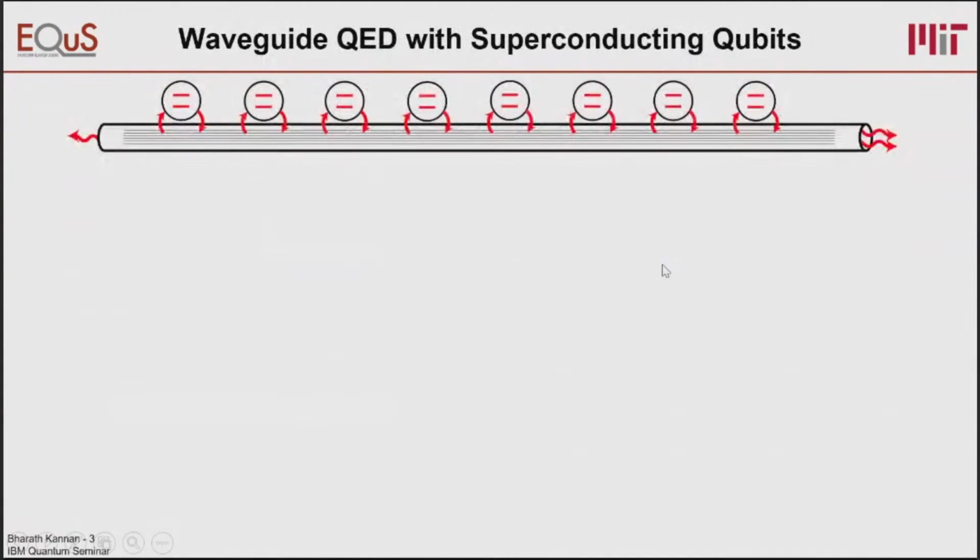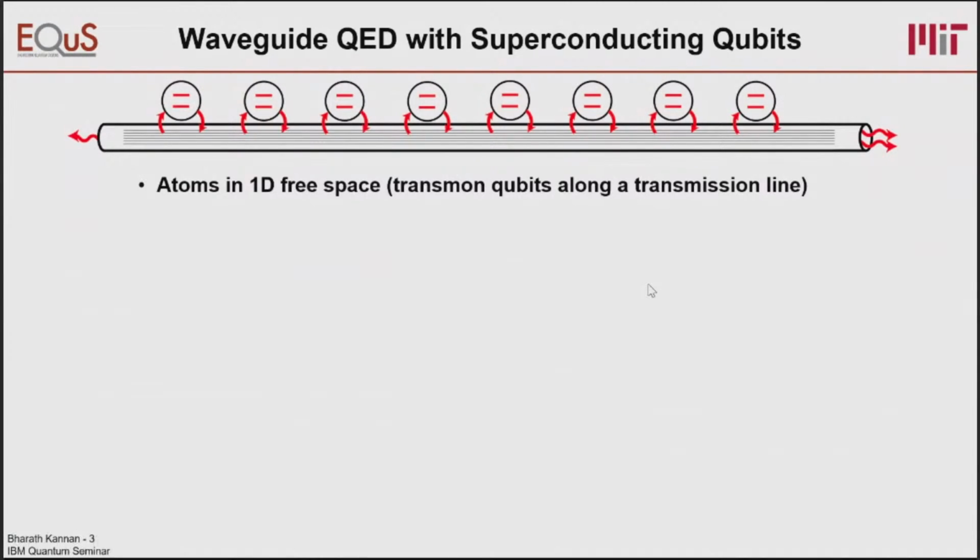So there are quite a few interesting applications to be had in this kind of an architecture. To get a bit more specific, when we implement this waveguide QED with superconducting qubits, essentially what we're doing is taking artificial atoms and coupling them to 1D free space. In our case, we'll be using transmon qubits. They're one of the simplest superconducting qubits that you can use, and they're going to be placed along a transmission line, which will serve as the waveguide. And this is a very nice platform to do some interesting microwave quantum optics experiments.